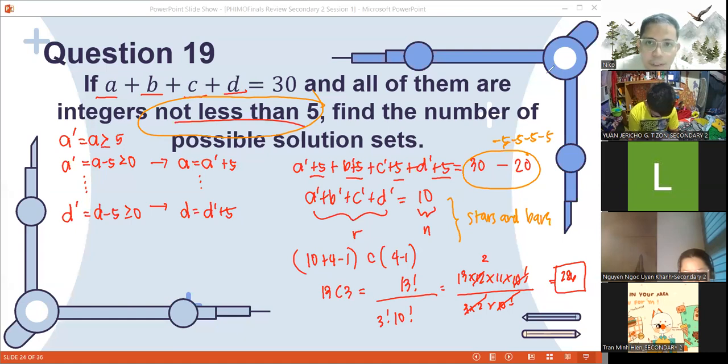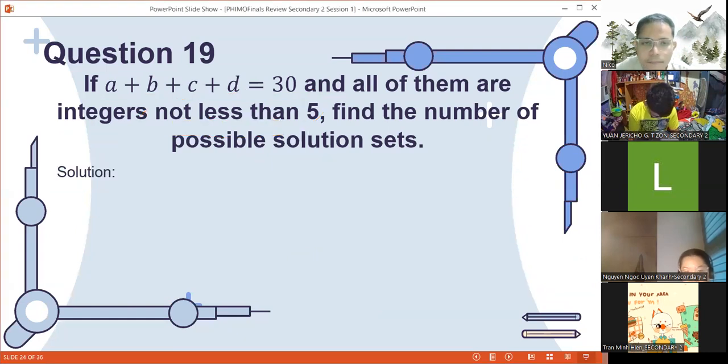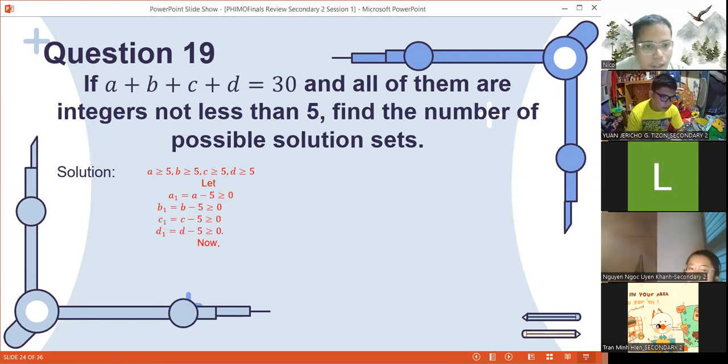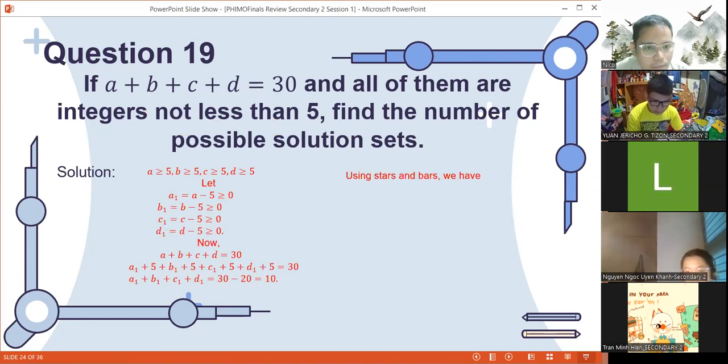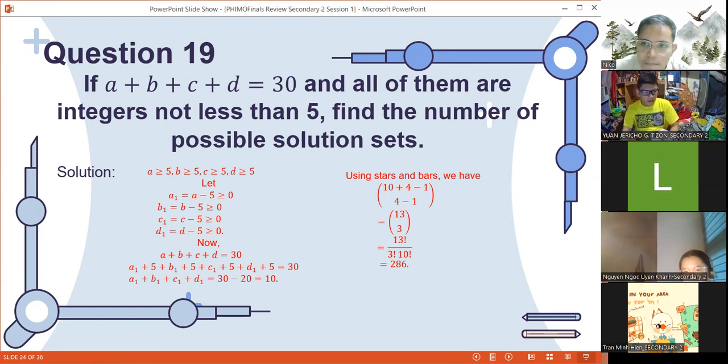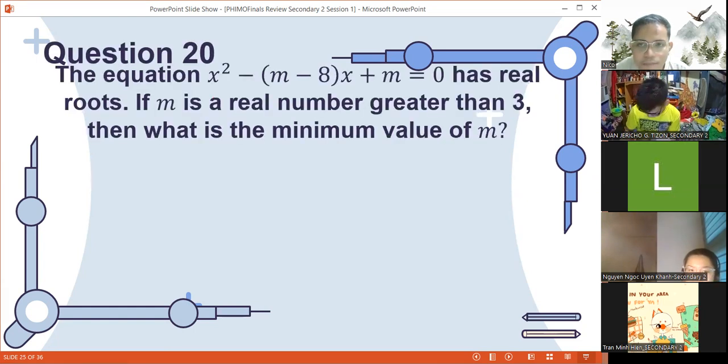Okay, let's have number 20. So there's a solution here also, right? That's why we have this one, then using stars and bars. My answer is still the same. Okay, the answer here is 286. Okay, let's proceed to the next question.